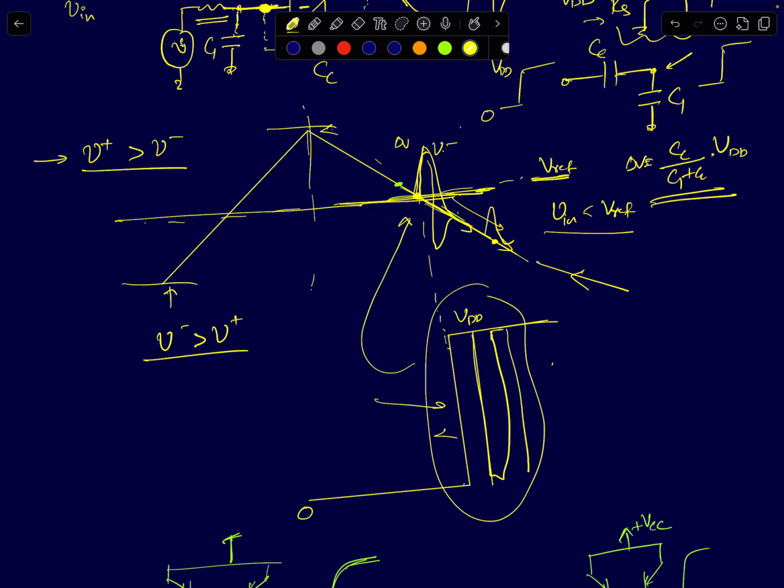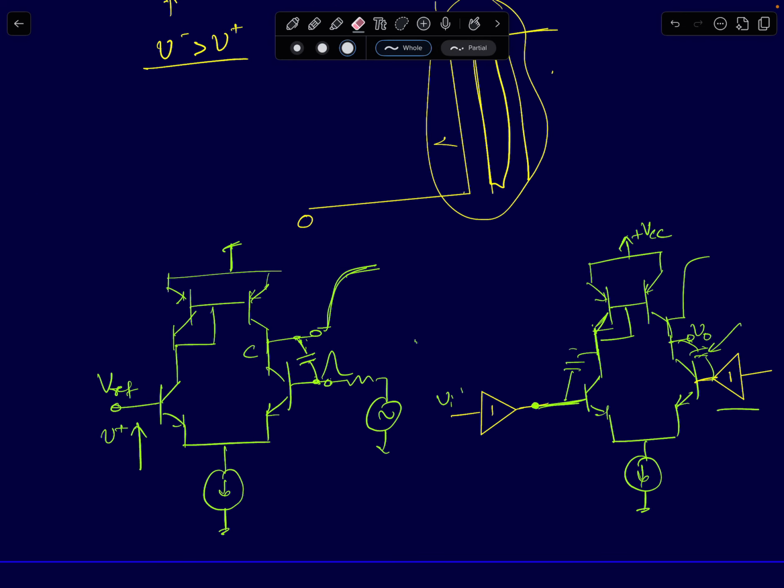Okay, so this problem of voltage kickback can lead to false triggering, which means the output of your comparator will not be stable for some duration. And especially it becomes a serious problem when your input signal is changing very slowly compared to the rate at which your output changes. If your input signal is changing very slowly, this becomes a serious problem. So I'll first show this problem at a schematic level.